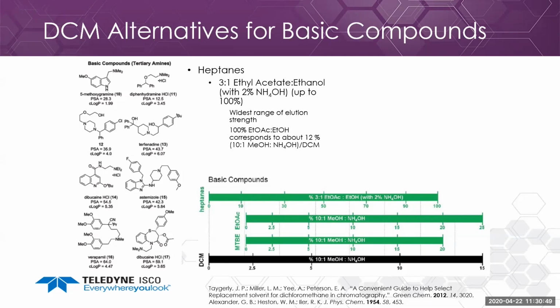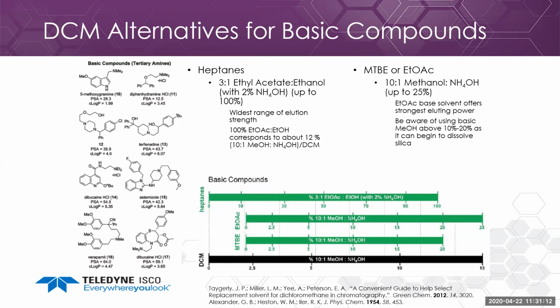The nice thing, since we're not using methanol, is that we don't have to worry about going above 20 to 25% where we start to dissolve silica under basic conditions. This corresponds to about a 12% methanol DCM strength. So not quite as strong as the neutral, but it is a good alternative for you. You could also use MTBE, methyl tert-butyl ether, or ethyl acetate as the base solvent with methanol and ammonium hydroxide. So you can go up to 25%. Just be aware that when you use that basic methanol above 10 to 20%, depending on the basicity of the system, you can begin to dissolve your silica.